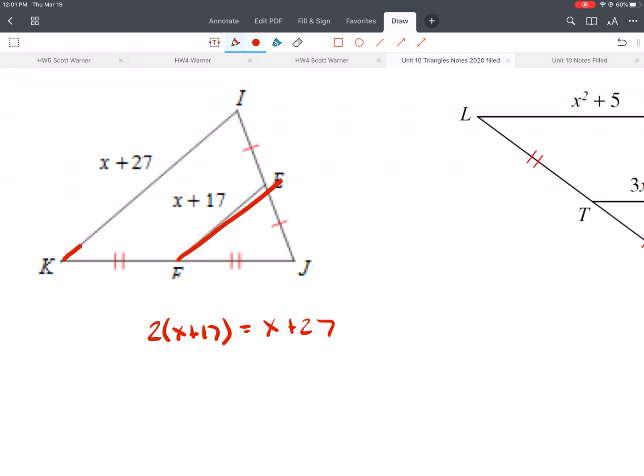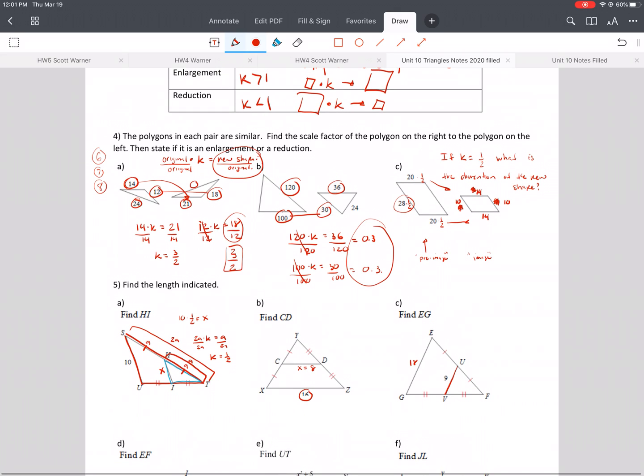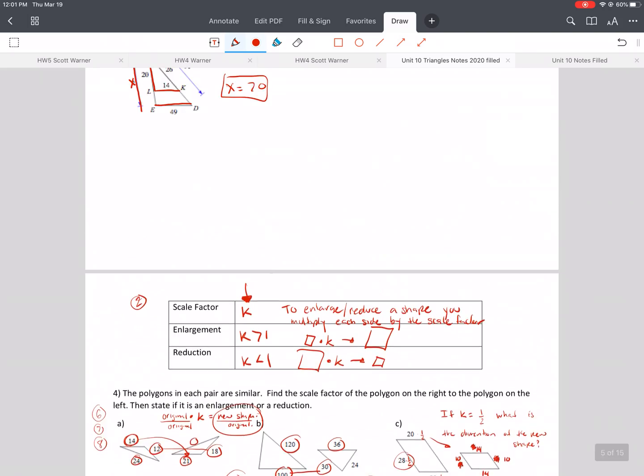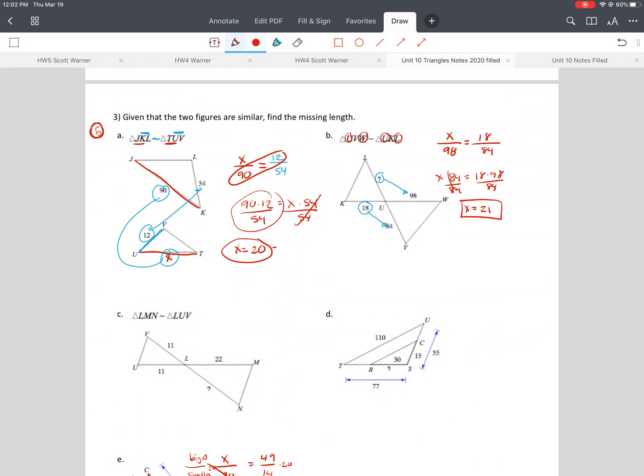All right, well, I think that's about it. If you have any questions, please let me know. So just remember scale factor, how to get that, how to set up proportions, and I think you'll be great. Okay, thanks.